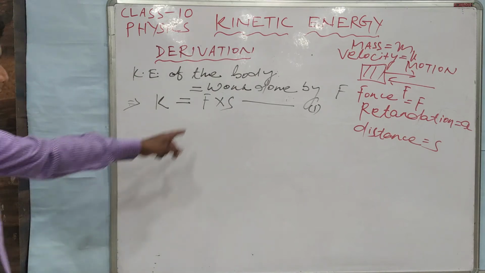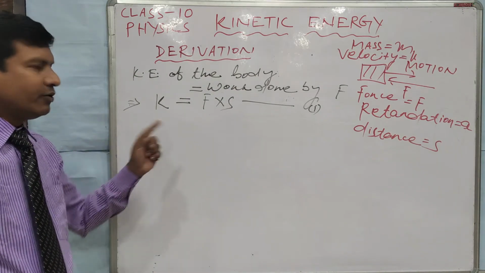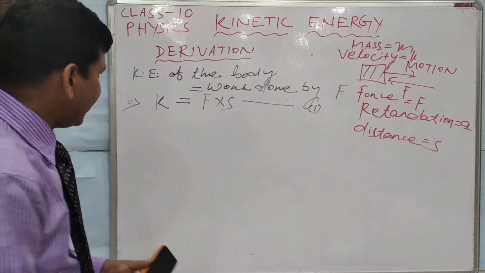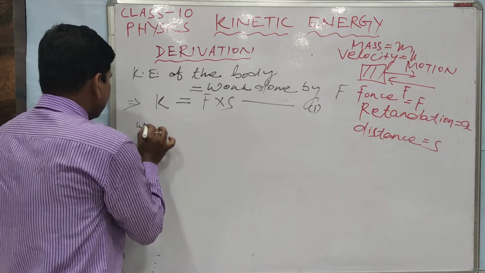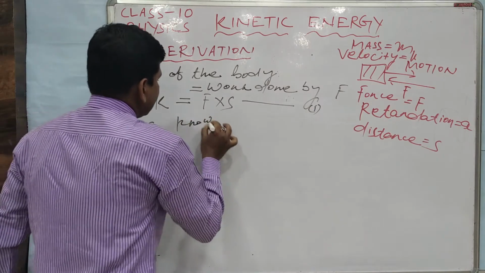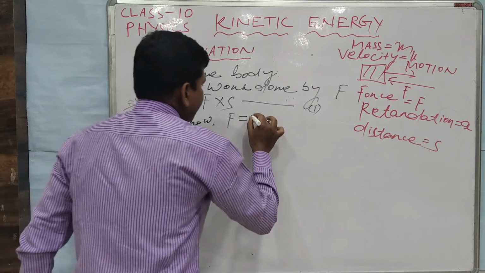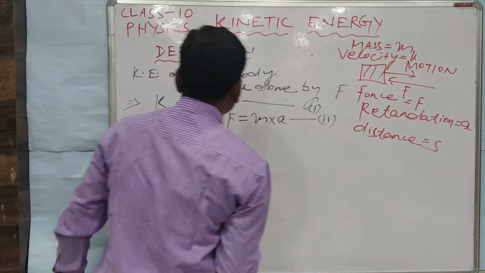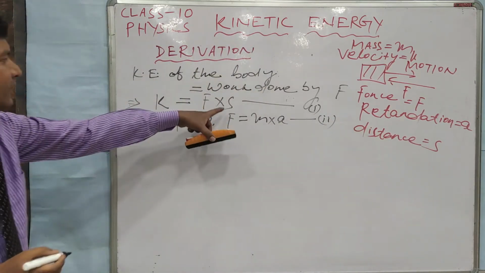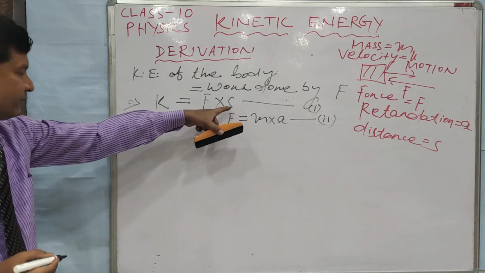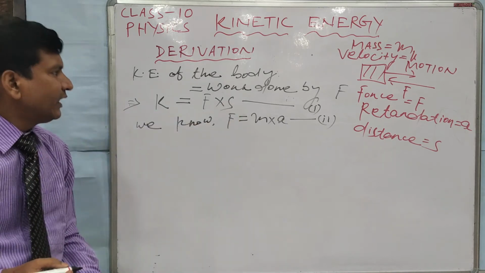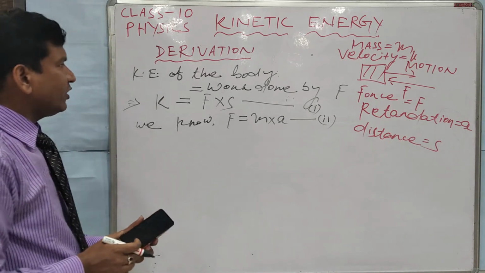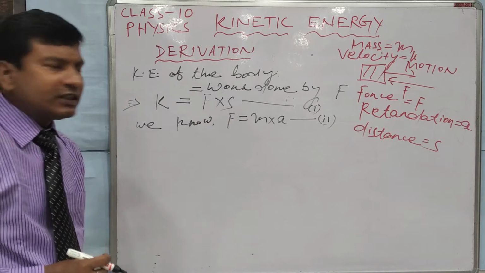Now how can you find the value of F and S? We know from Newton's second law of motion, F is equal to m into a. So now write down, we know F is equal to mass into acceleration. That is equation number 2. Again, how can you find the value of S? S will be found from the equation of motion. Now from which equation of motion will we find it? Let us see what information is given to us.